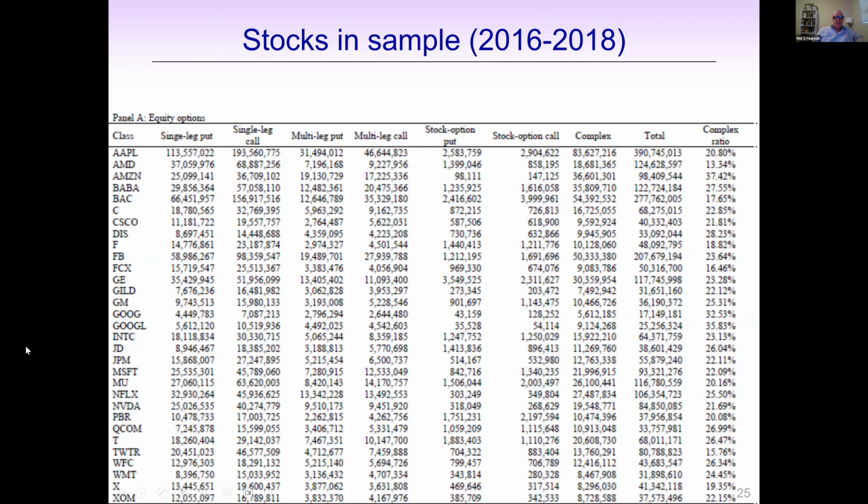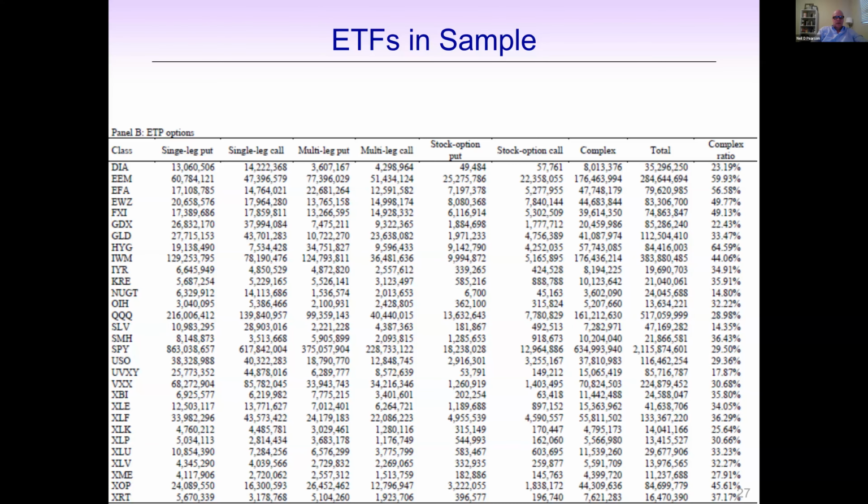We're basically going to have the 30 most actively traded single stock symbols and the 30 most actively traded ETP symbols. Interestingly, it's hard to read in here, but for single stocks, there's more trading in calls than puts. For the ETPs, there's more trading in puts than calls.